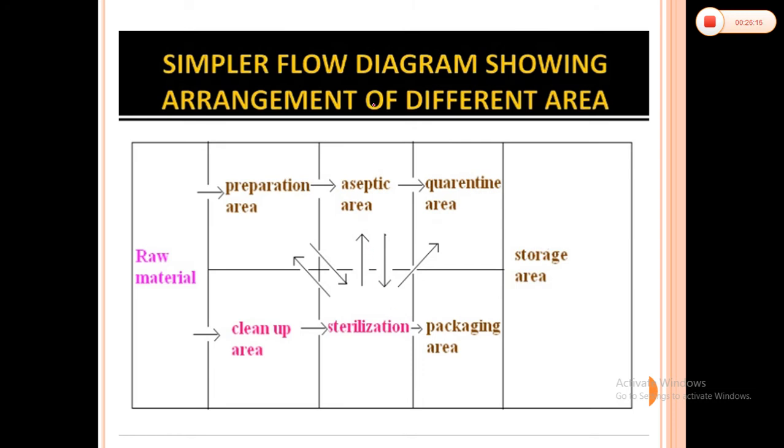So this is the simple flow diagram showing the arrangement of the different areas. Here raw materials enter the preparation area. Raw materials like containers and the processing equipment first go to the cleanup area, cleaning is carried out, and then sterilization will be carried out, and from here they will enter the preparation area.